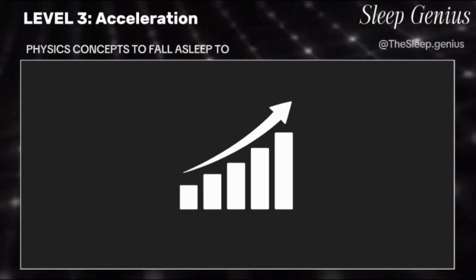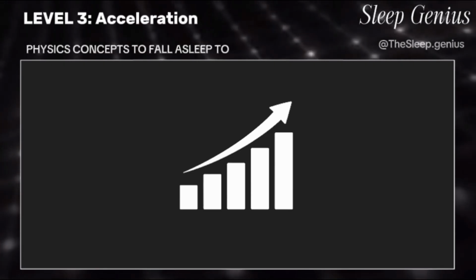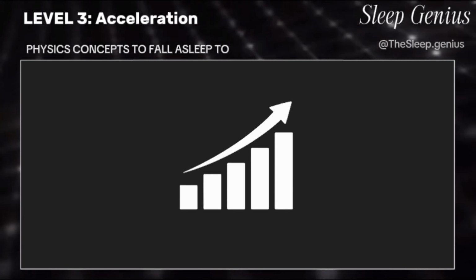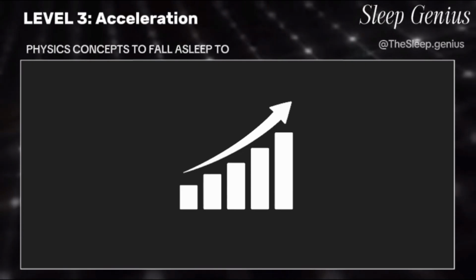Newton's second law explains acceleration. It states that the acceleration of an object equals the net force acting on it divided by its mass. Acceleration shows how motion changes. Positive acceleration means speeding up, negative means slowing down, and changing direction is also a form of acceleration.